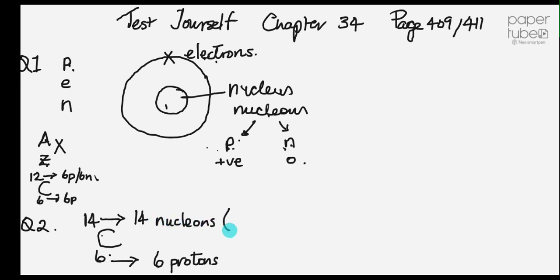So that tells me it's got 6 protons. How do I know that? Because it's down there. And something added to 6 gives me 14, so it must be 8 neutrons. Fair enough? So now we have all our spade work done. Now we can answer the question.